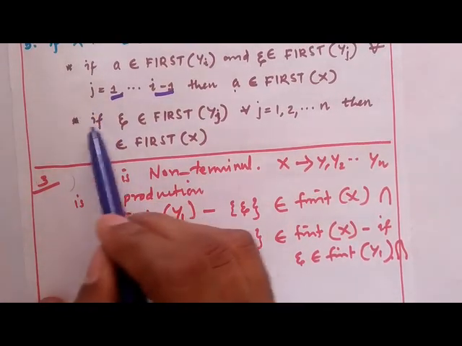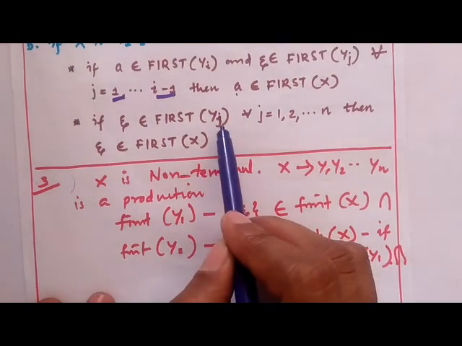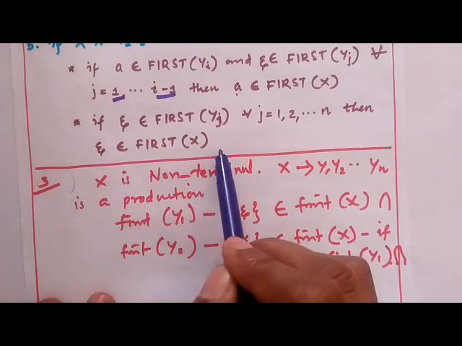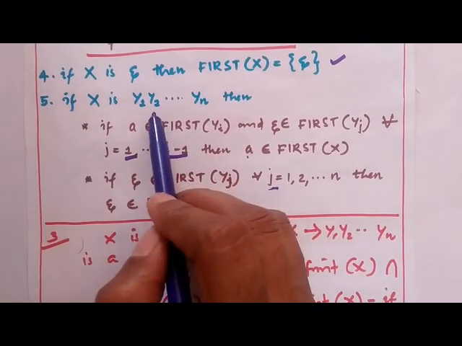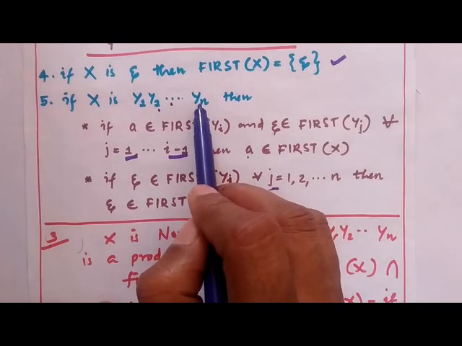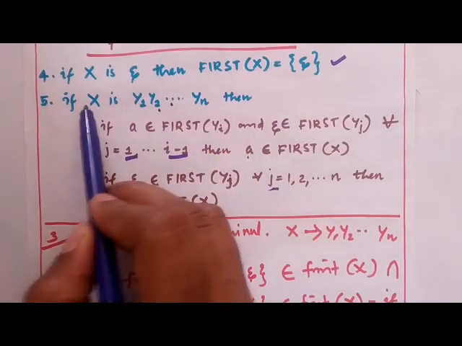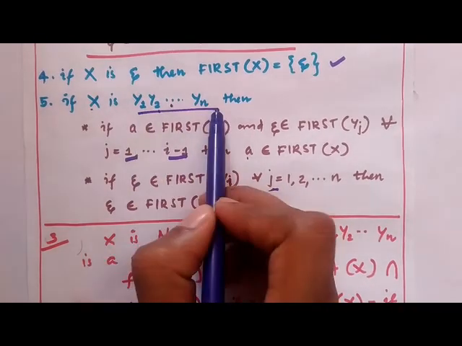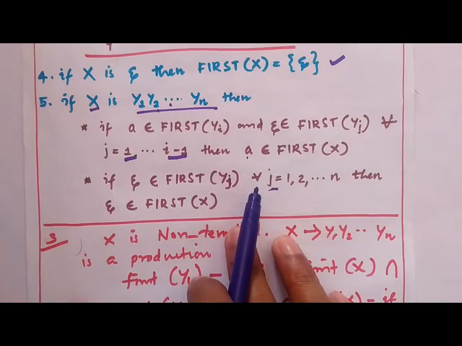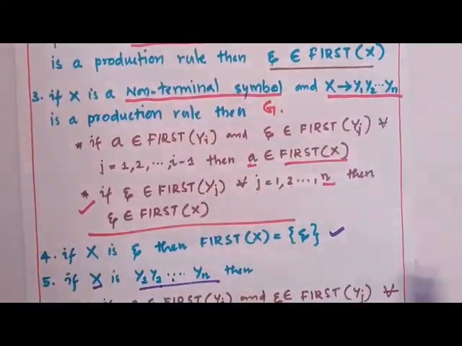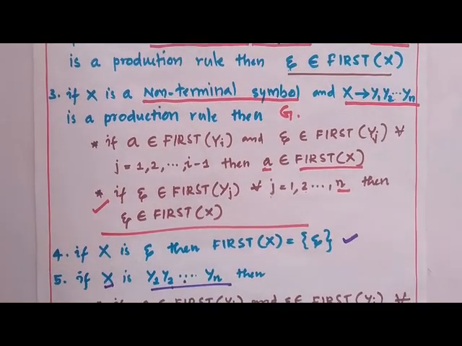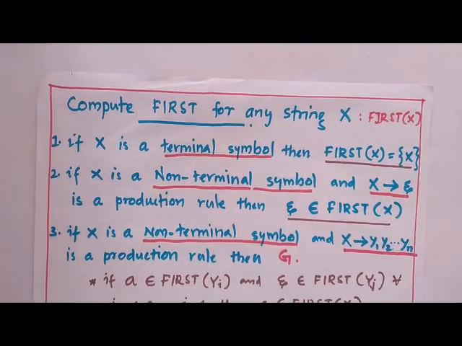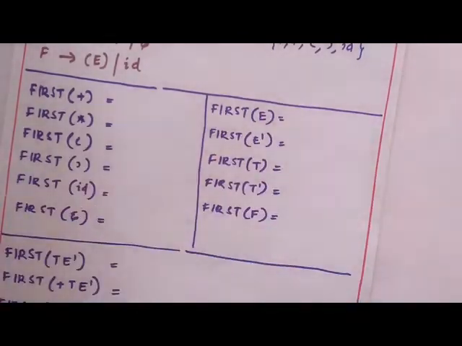Another, 5.2, you can see, if epsilon belongs to first of yj, for all j equal to 1, 2, etc., n, then you can add epsilon into first of X. That means first of y1 contains epsilon, first of y2 contains epsilon, and so on, first of yn also contains epsilon, then you can add epsilon into first of X. That is what 5.2. So this is the algorithm, a simple algorithm, total 5 steps. We can use this algorithm to compute first of a string. Okay, let us see how we can compute with a concrete example.